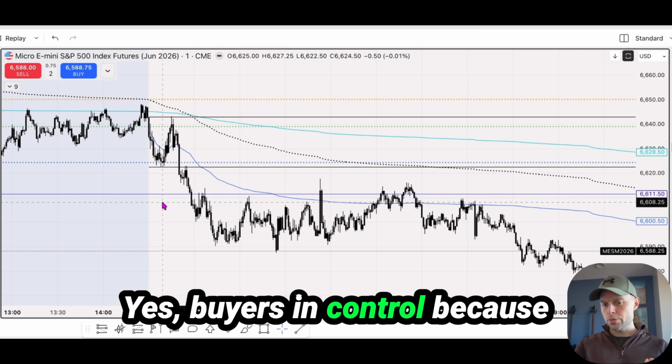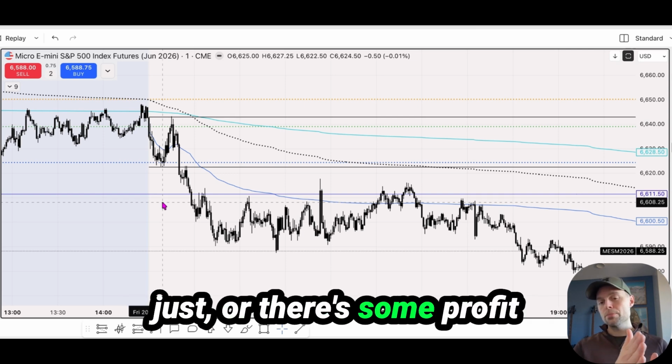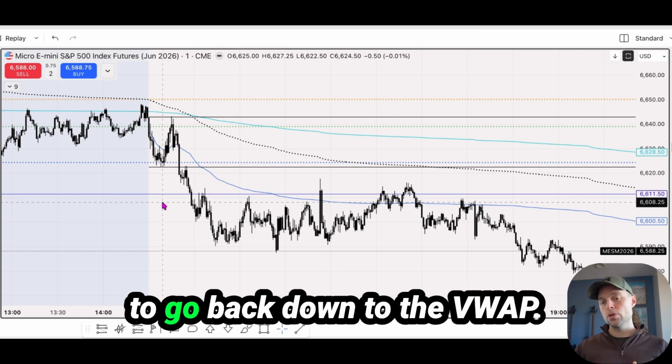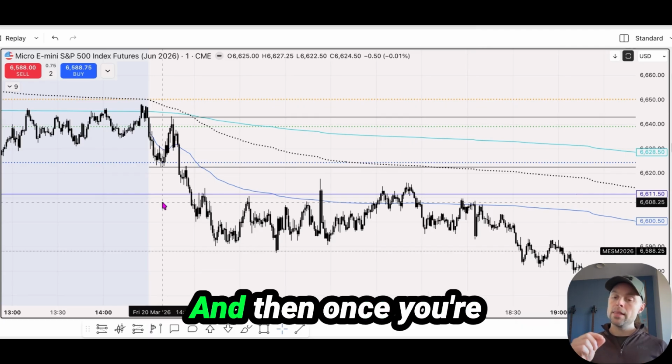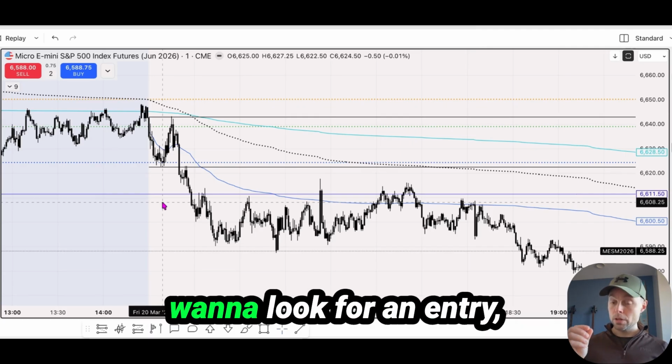Yes, buyers are in control because we are above the New York session VWAP, but there's some profit taking that is allowing price to go back down to the VWAP. And then once you're at the VWAP, you're at that fair price. So then you want to look for an entry.